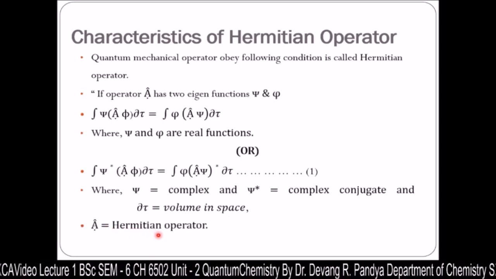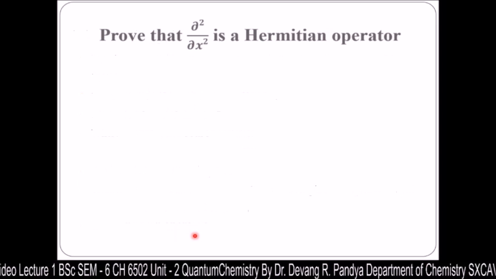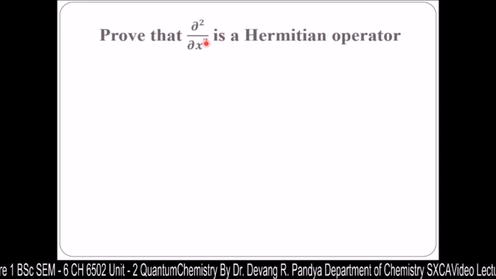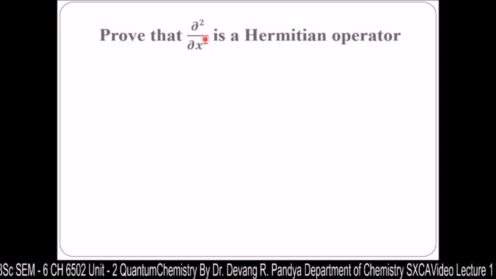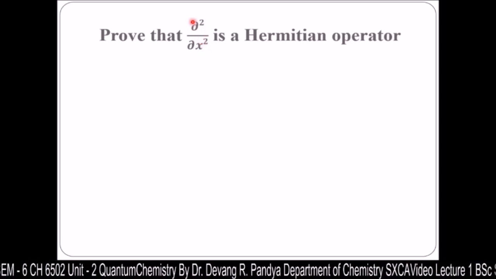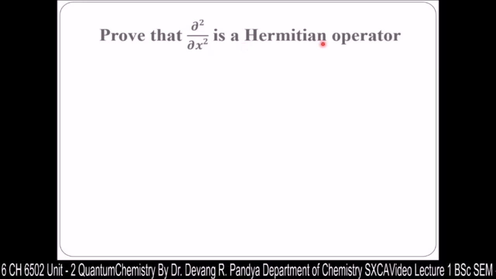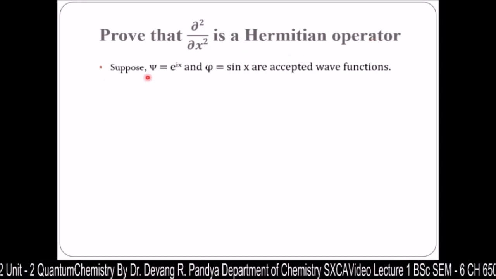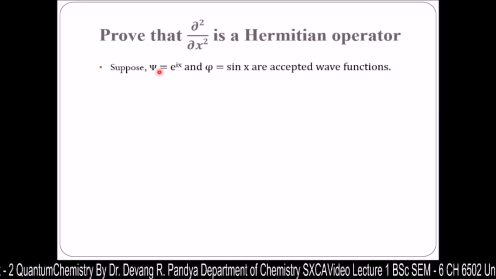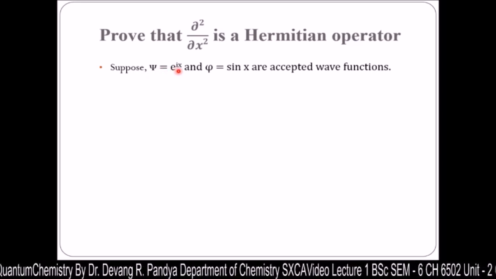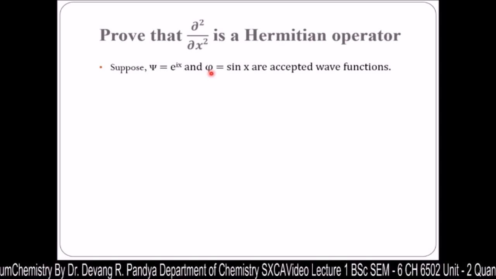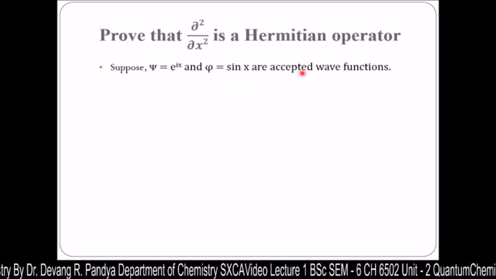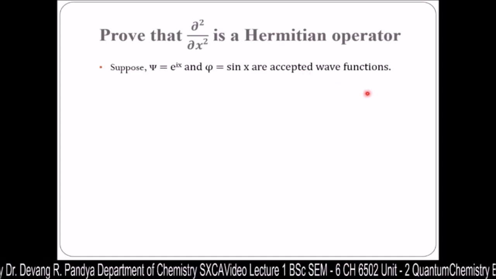Operator A here is known as a Hermitian operator. Let's prove that d square by dx square, that is the symbol of double differentiation, is a Hermitian operator. Suppose we have the function psi as exponential ix and the function phi as sin x. These are accepted wave functions.